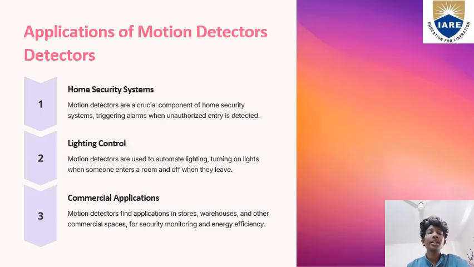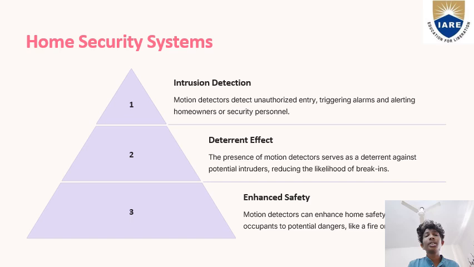Applications of motion detectors. Home security system: motion detectors are a critical component of the home security system. They trigger the alarm when an unauthorized person enters the detection zone. Lighting control: motion detectors are used to automate lights, turning the lights on when someone enters the room and off when they leave the room. Commercial applications: motion detectors find applications in stores, warehouses, and other commercial spaces for security monitoring and energy efficiency. Home security system.